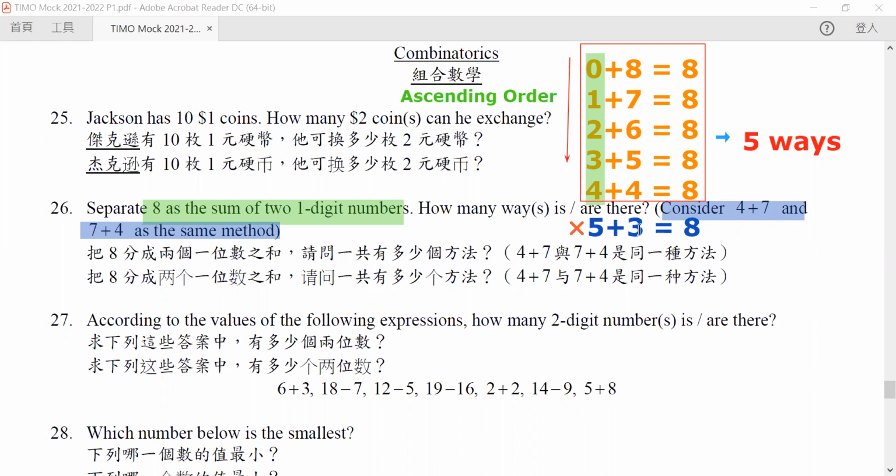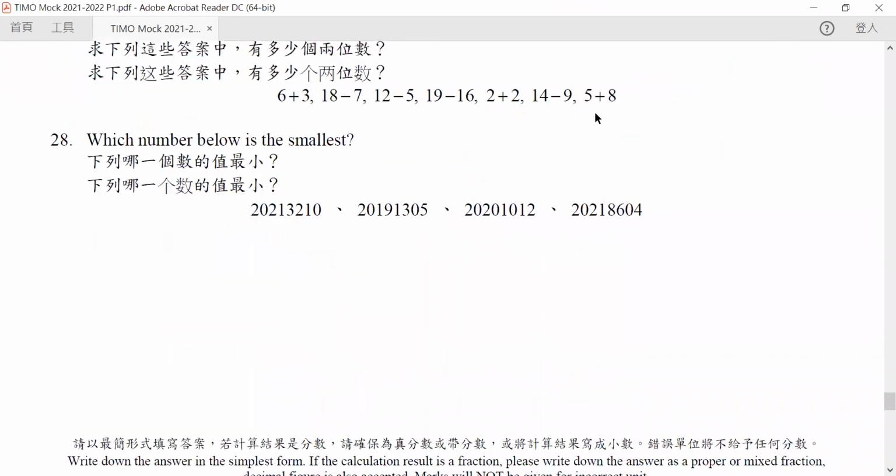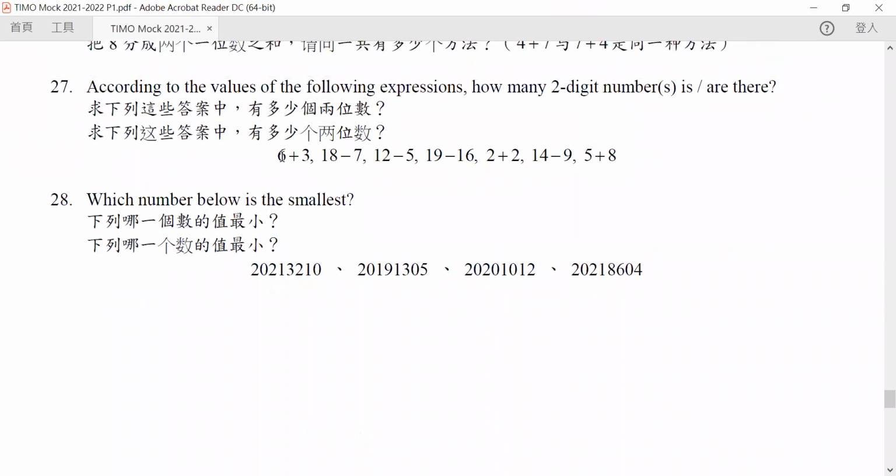Okay, so this is our question 26. Now let's go to our question 27. According to the values of the following expressions, how many 2-digit numbers are there?